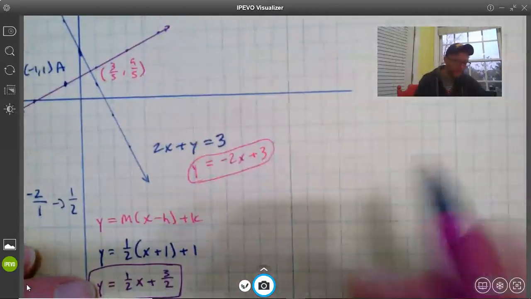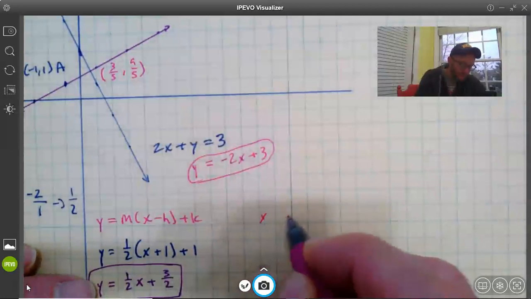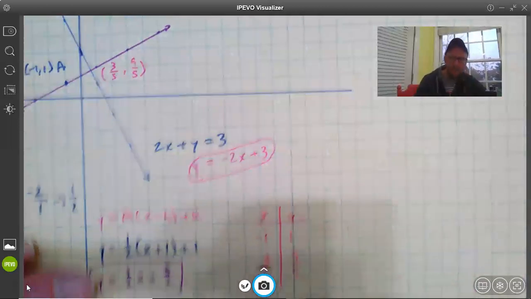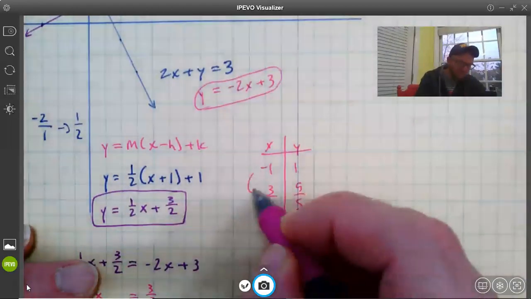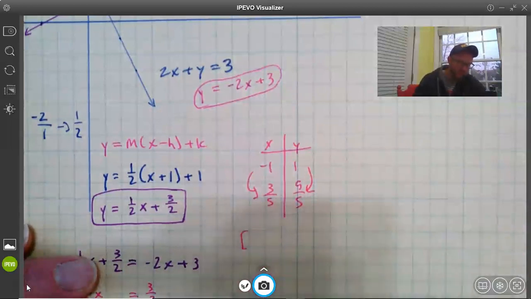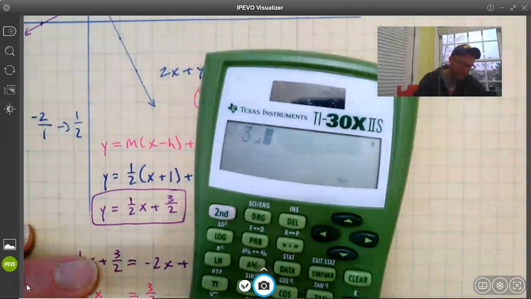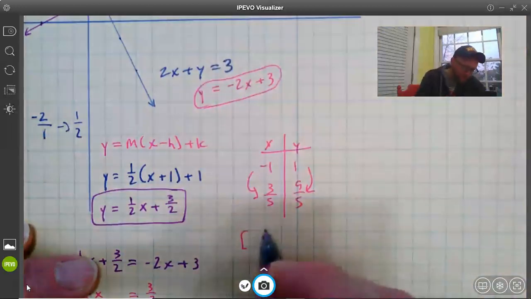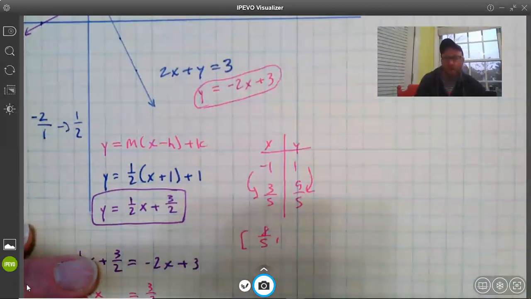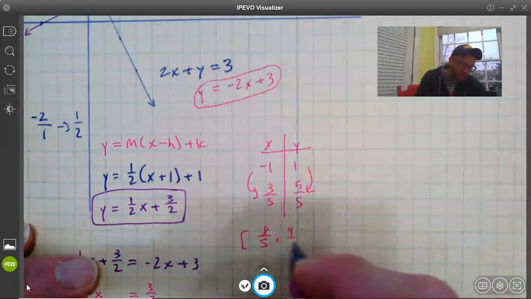So to find a vector, we just have to find the displacement from A up to the point of intersection. To do that, all we have to do is set up a little table here. X, Y: we're going from (-1, 1) to (3/5, 9/5), and we just subtract end minus start equals change. So 3/5 minus -1 gives us 1 3/5, which is 8/5, comma 9/5 minus 1. Well, 1 is 5/5, so 9/5 minus 5/5 is 4/5.